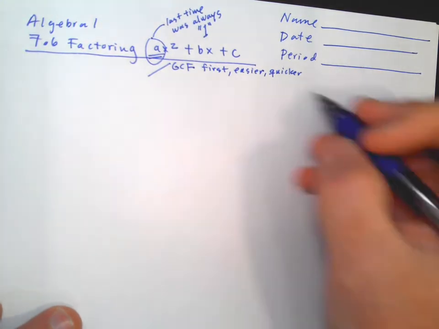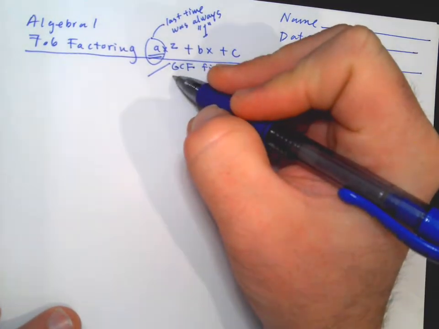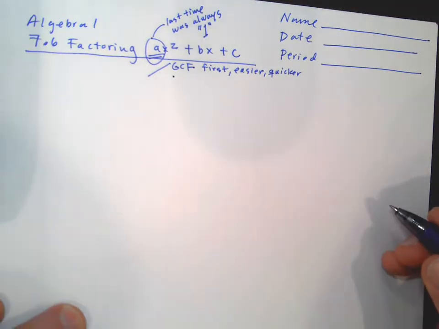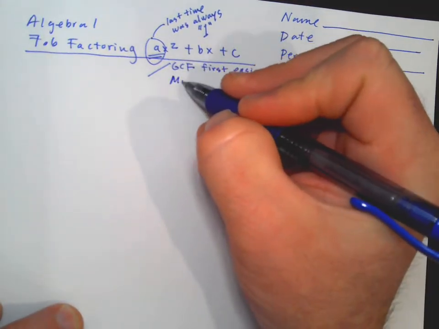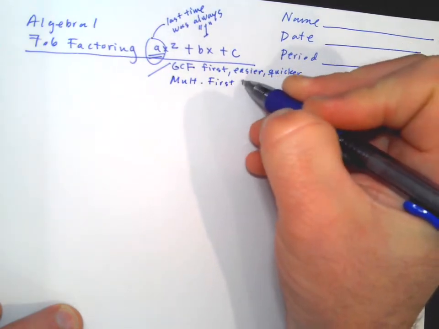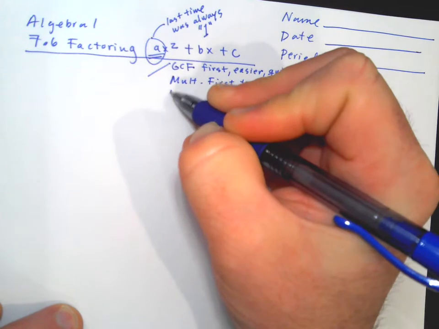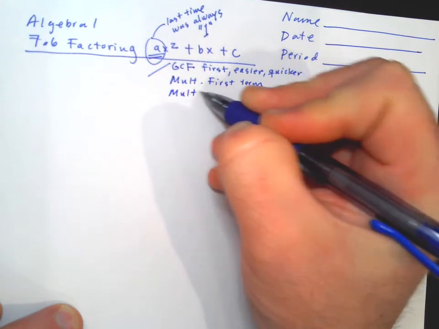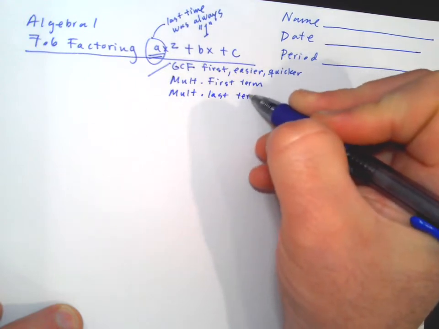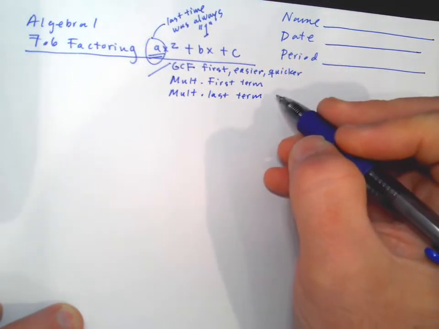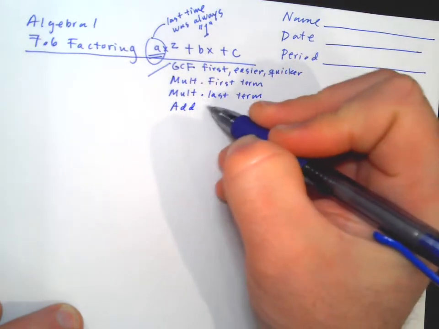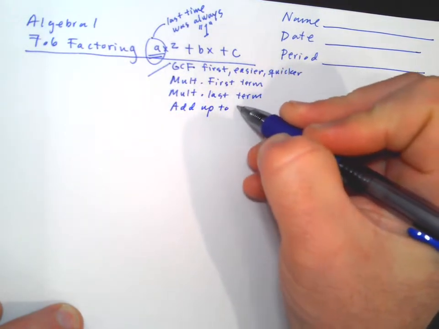Okay, but after we do that, if it has one other than 1, we're going to find the numbers that multiply to get the first term. So the A, x squared. We're going to figure out the pairs of numbers that multiply to get the last term. And then we're going to kind of mess with them to make sure they add up to the middle term.